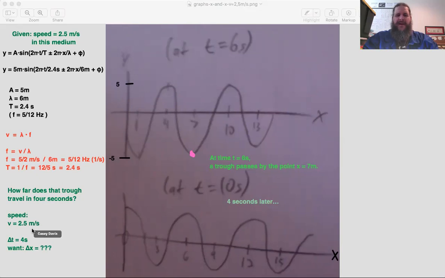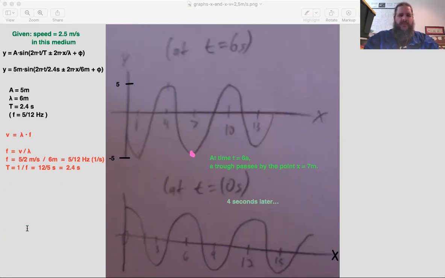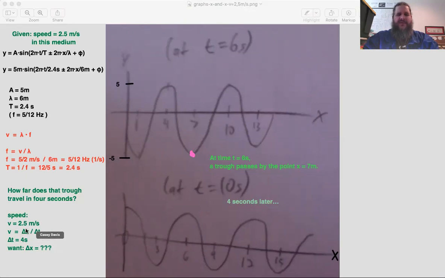How is speed defined? How is speed related to these other quantities? What is the meaning of speed in physics? Distance over time. Right. Distance traveled, delta x, divided by time it takes, delta t. We know delta t, we're trying to find delta x. How would you isolate delta x in this equation?